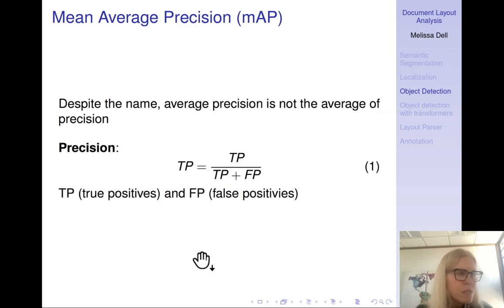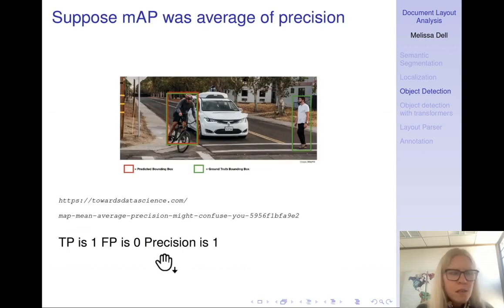Okay, so what is mean average precision? So despite the name, average precision is not the average of precision, where precision is just your true positives over the total positives that you detect, which would be your true plus your false positives. So suppose MAP was the average of precision, that's obviously going to be problematic, because then recall doesn't enter at all, right? And so in this example, this is object detection. An application of object detection is self-driving cars. If you fail to detect that guy that's about to walk in front of the car, that's obviously a problem. We need to take into account both the precision and the recall of the method.